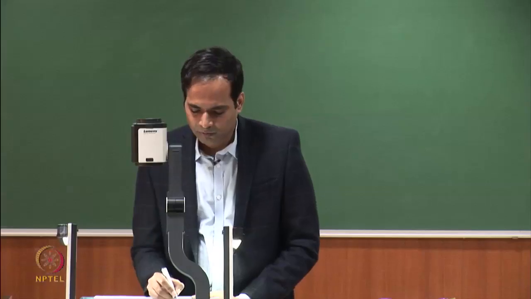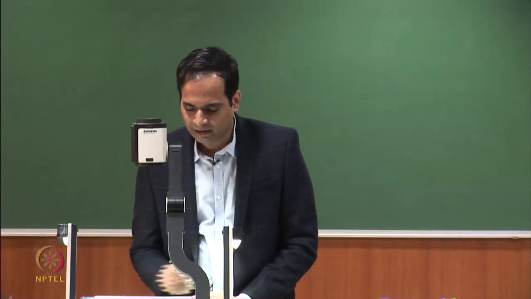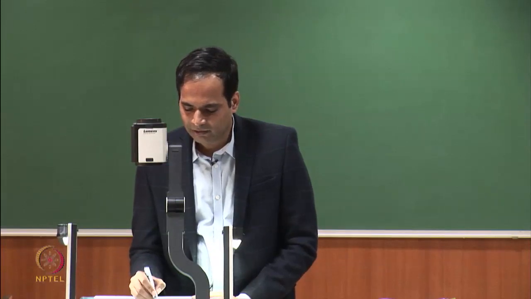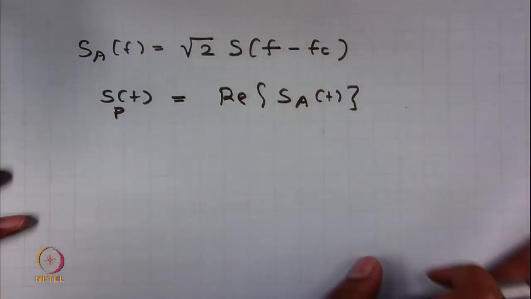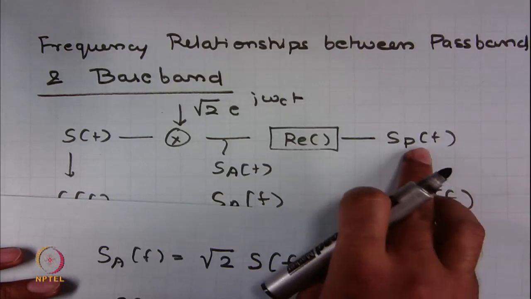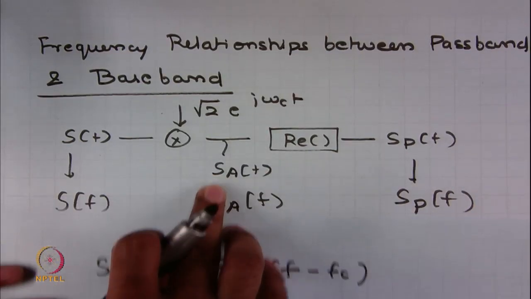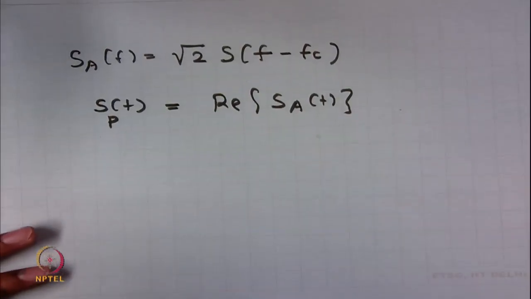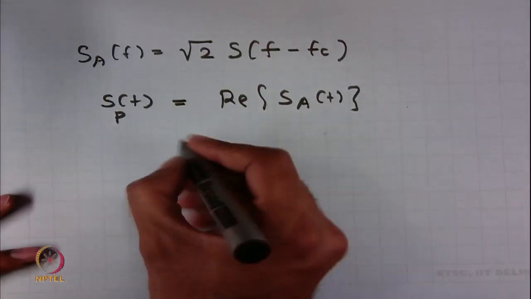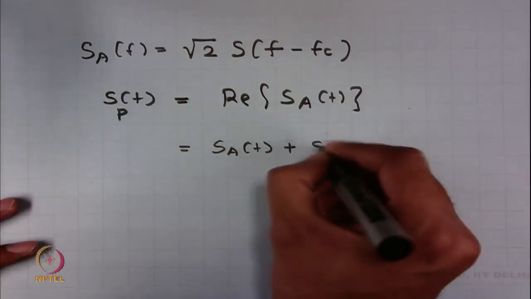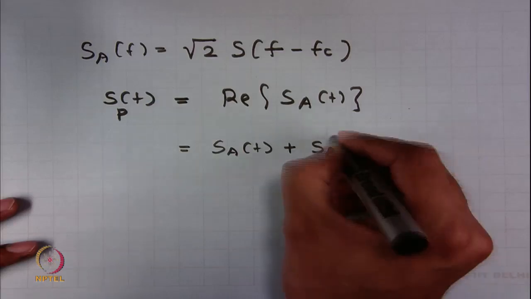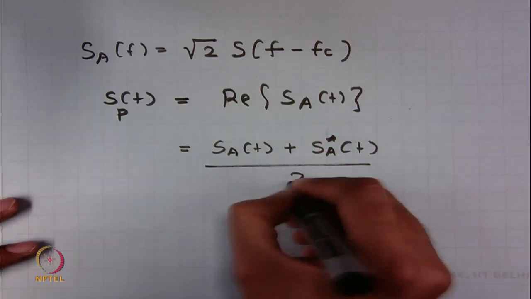Now, what is the relationship between s_p(t) and s_a(t)? s_p(t), the passband signal, is the real part of s_a(t). Okay. So, if I want to take the real part of a quantity, what should I do? The real part of a quantity is just the quantity, and you add to this quantity its conjugate, divided by 2. Okay.